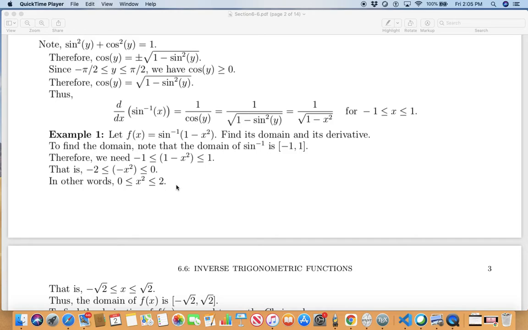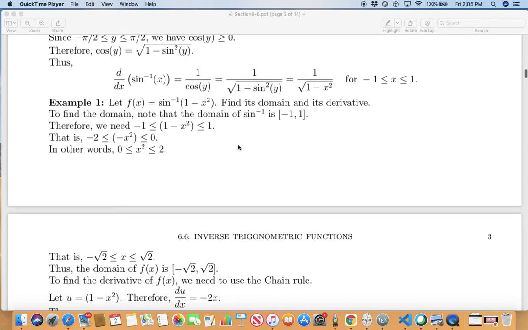That is, when I take the square root, x is between negative square root 2 and positive square root 2. You see, when I take the square root, because this is x squared, my x is allowed to be negative. So the domain of sine inverse of 1 minus x squared is the closed interval negative root 2 to positive root 2.